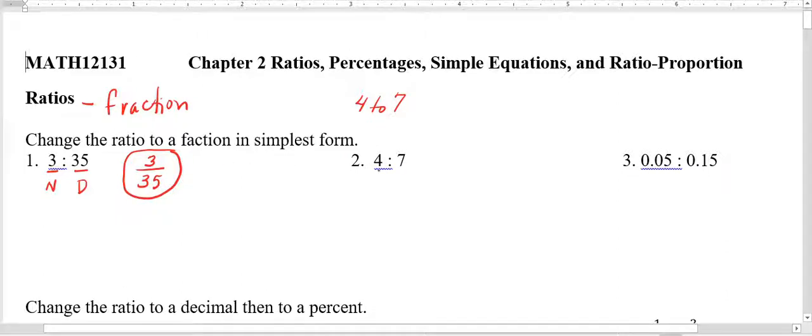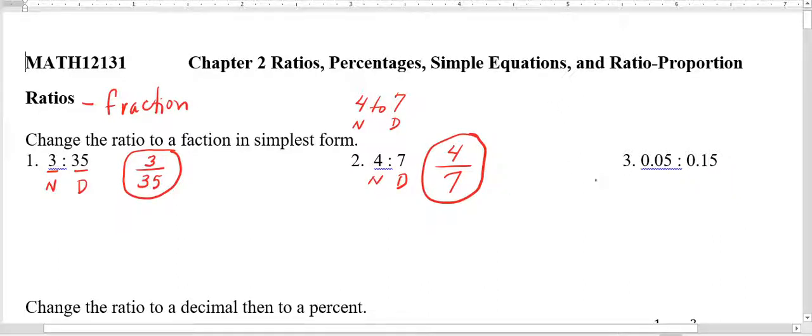If I'm going to a fraction, still the first number is my numerator. Second number is my denominator. Same thing here. This would be my numerator. This would be my denominator. So 4 to 7 is written as 4 over 7. And again, make sure it's in simplest form. Reduce where necessary. Nothing goes into 4 and 7. So it's simplified.